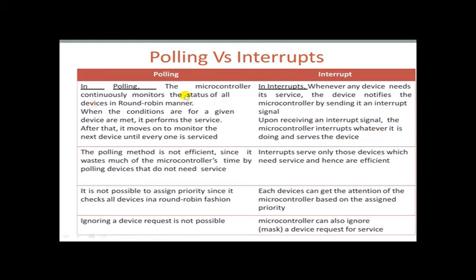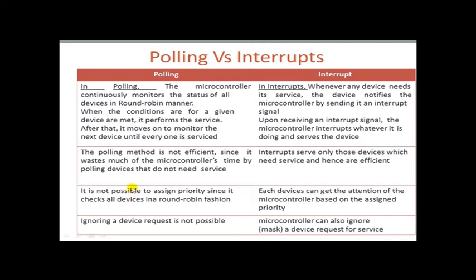This is the main difference between polling and interrupt. In polling, the method is not efficient since it will waste much of the microcontroller time by polling a device that does not need the service. But in interrupt service, only those devices which need the service are served, and hence it is efficient. That means from this point we can say that interrupt is more efficient than polling.